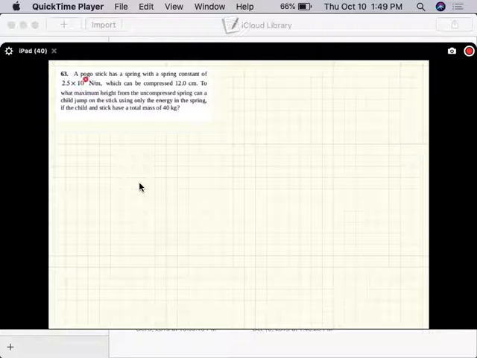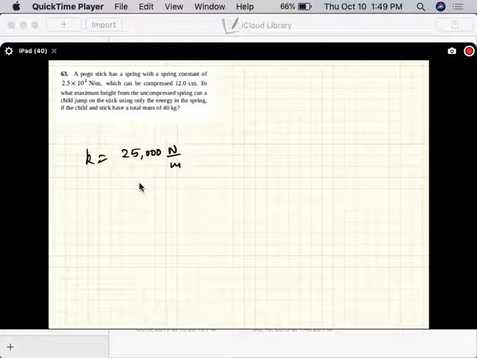All right, this problem says a pogo stick has a spring with a spring constant of 2.5 times 10 to the power of 4 newtons per meter. That's 25,000 newtons per meter. Okay, that means to compress the spring of the pogo stick this much, 1 meter, you would need a force of 25,000 newtons.